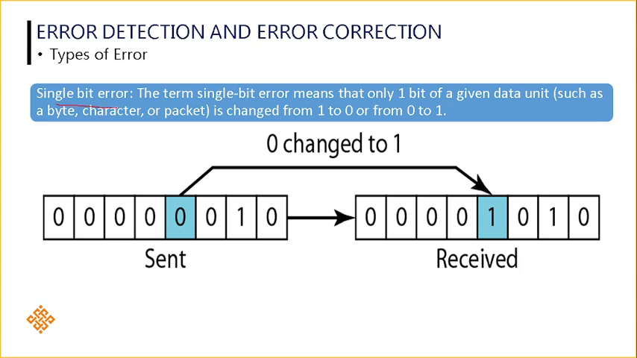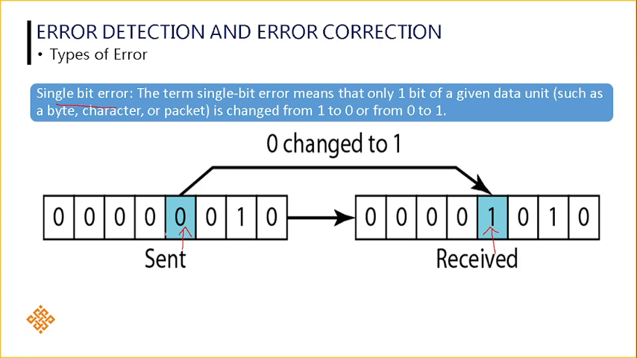So in a single bit error, what happens? See here, the sender is sending 8 bits of data to the receiver. You can see clearly here, from the left side the fourth bit at the sender side is 0, which is changed to 1 at the receiver side. This means if one bit is changed, such type of error we call a single bit error. It may change from 0 to 1 or from 1 to 0, but there should be a change in only one single bit.